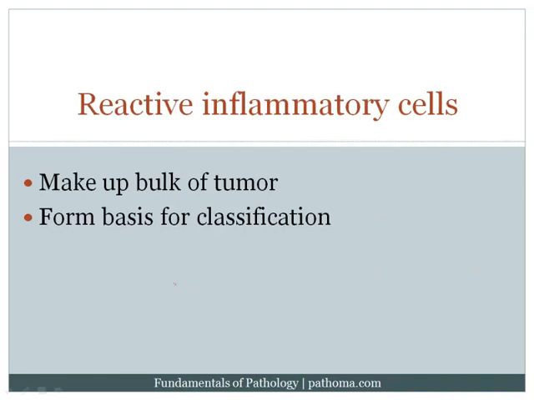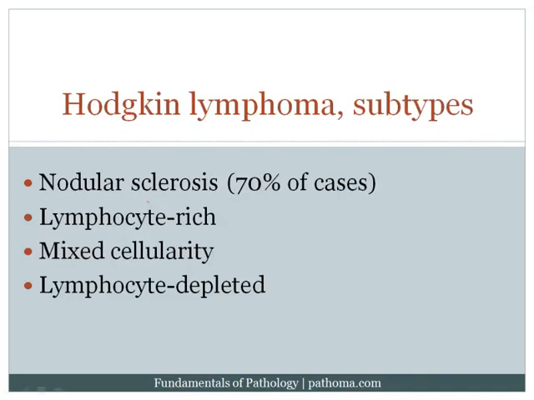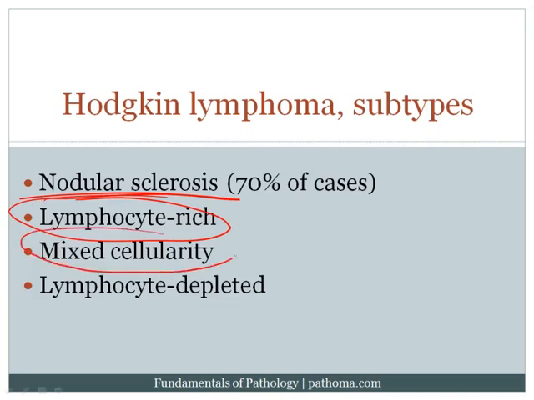As I've already stated, the reactive inflammatory cells make up the bulk of the tumor, and they also form the basis for classification. So the subtypes of Hodgkin's lymphoma include: number one, nodular sclerosis. This is the most common, and I'll explain it in more detail in a moment. There's a lymphocyte-rich variant, where there's a ton of lymphocytes that are associated with the Reed-Sternberg cell. There's a mixed cellularity variant, where there's mixed cell type that's associated with the Reed-Sternberg cell, especially eosinophils. And there's a lymphocyte-depleted variant, which actually has minimal lymphocytes associated with the Reed-Sternberg cell.